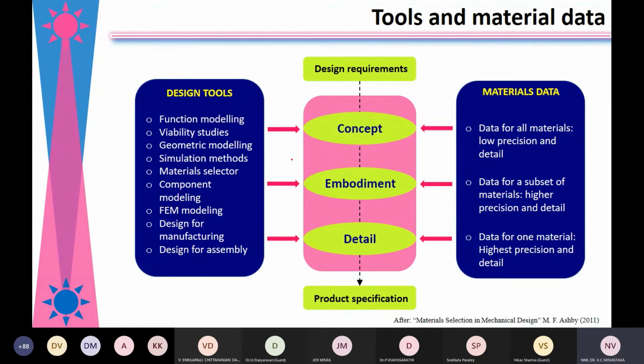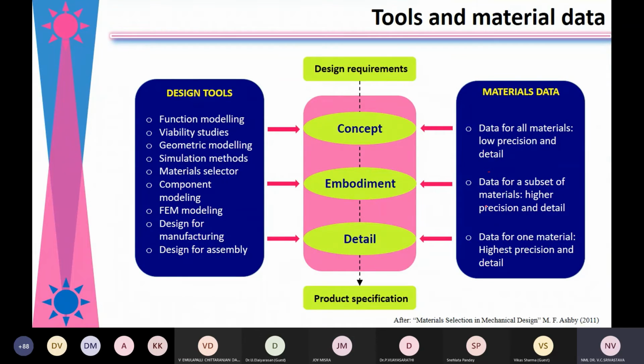So here in the concept level, you have data for all materials, and generally you have low precision and detail because you are left with a large amount of possibilities. But once you make the concept and go to embodiment, then you leave out some materials, because in that concept some materials do not fit at all. So now you have a subset of materials with higher precision and detail.